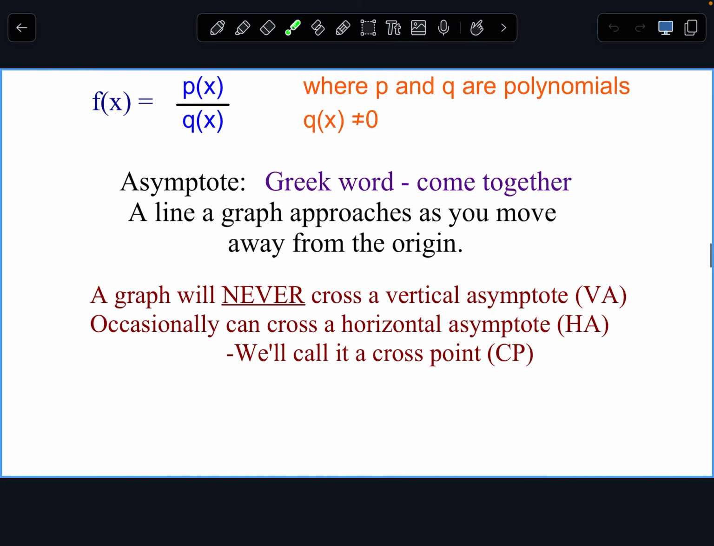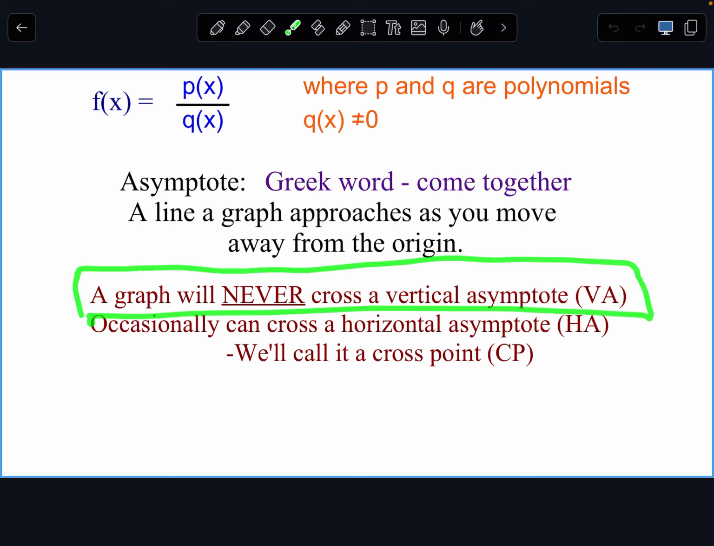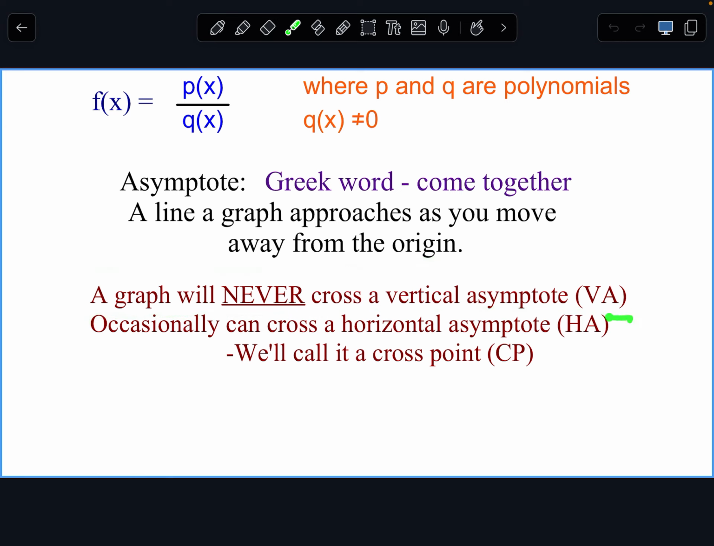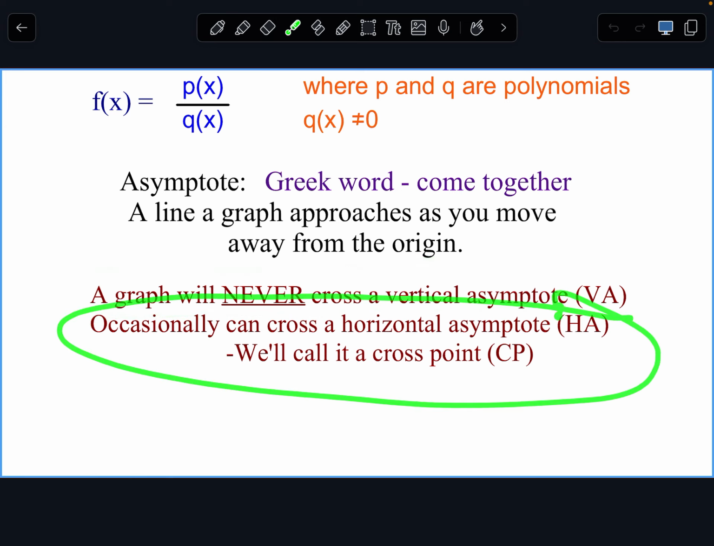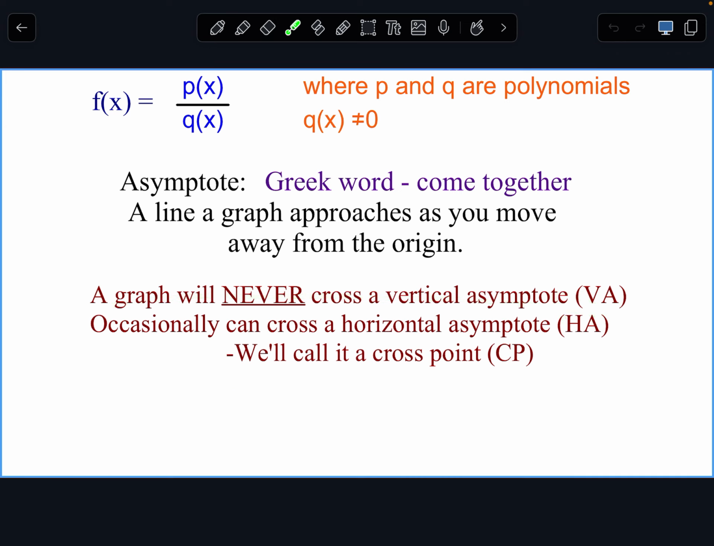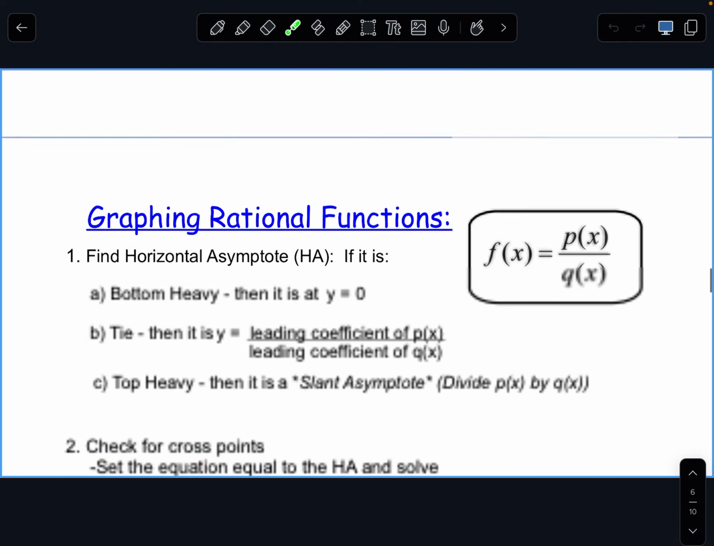Two very quick things about asymptotes. Remember, a graph never crosses a vertical asymptote. However, it is possible that you might cross a horizontal one. We're not going to deal with that yet. I told you every day we're adding something in. That's actually what we're going to add in tomorrow: how do you know if a graph crosses the horizontal asymptote? And if it does, how do I actually find it? Okay, we will add that in tomorrow. But just a heads up, vertical asymptotes never cross that.